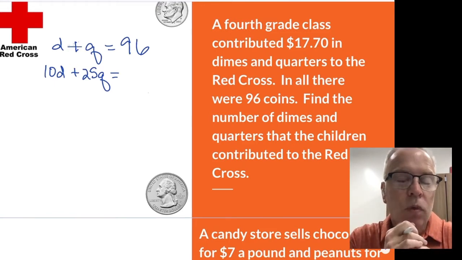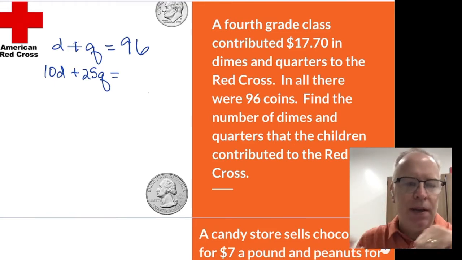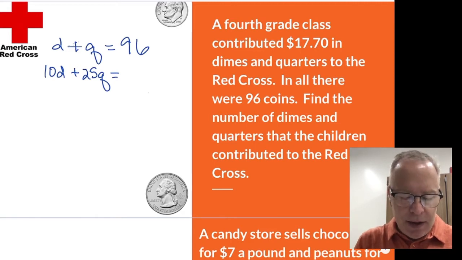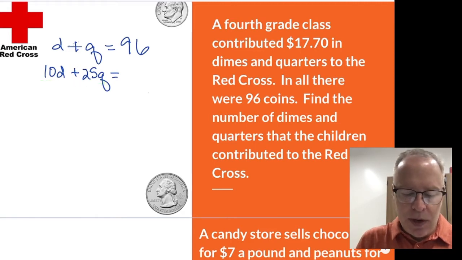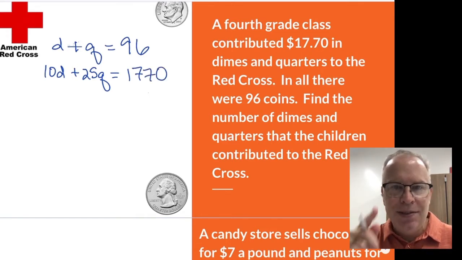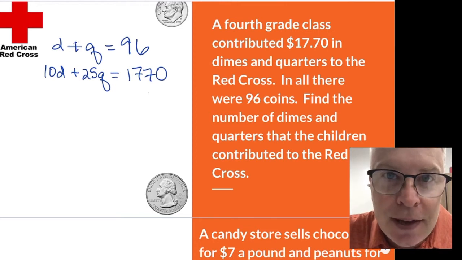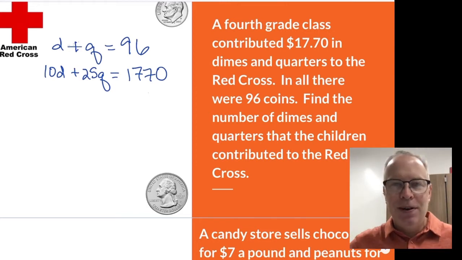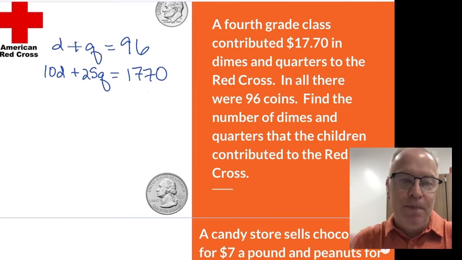However, we need to write it in cents because the left side is all in cents, so we can't write dollars on the other side. So we have to convert the right side to 1,770 cents. Does that make sense? Yeah, good one. All right. I'm glad you're watching and paying attention.